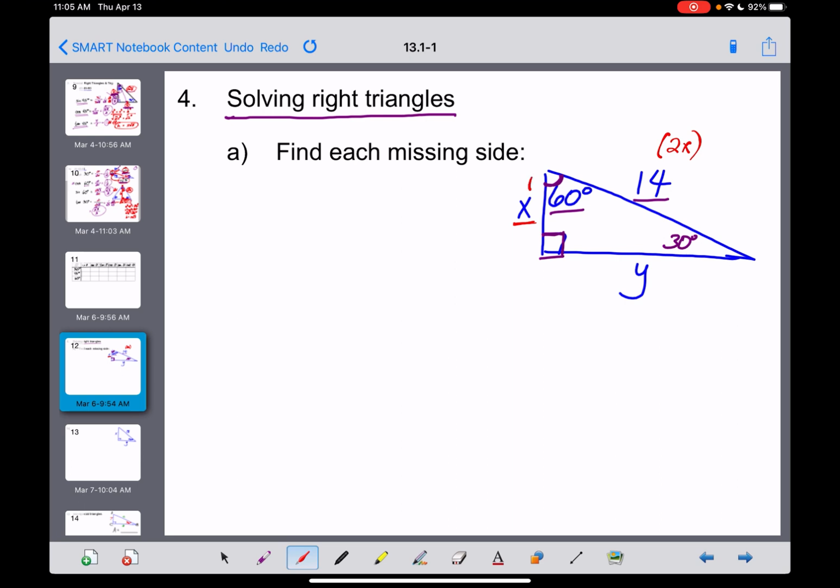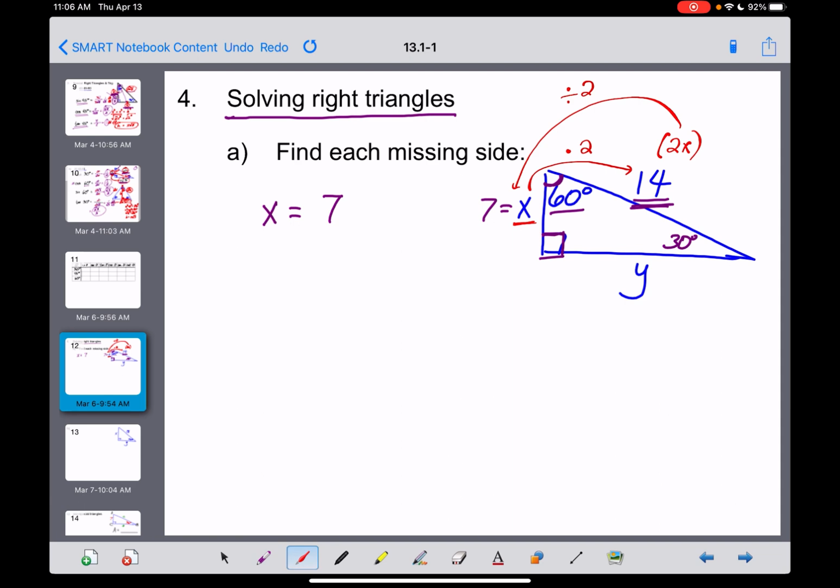If I knew the short leg and I wanted the hypotenuse, we would multiply by 2. But as this one works, we're going backwards, the opposite direction. So to go from the hypotenuse to the short leg, we're going to divide by 2. And that tells us, without doing any real work right here, that x has to equal 7. If the short leg were 7, we would double that to get the hypotenuse of 14.